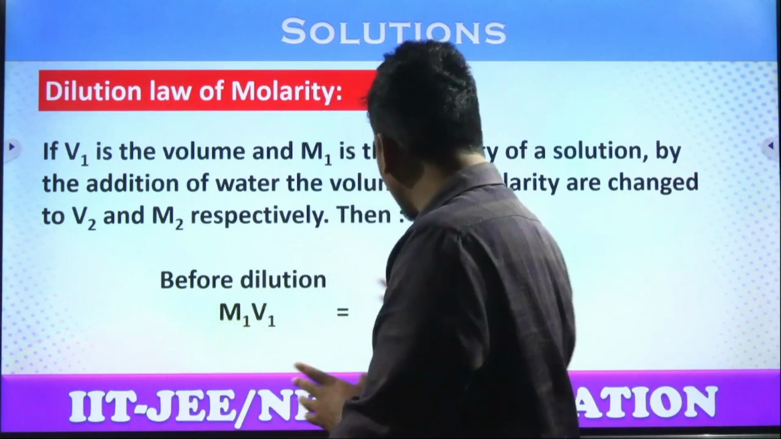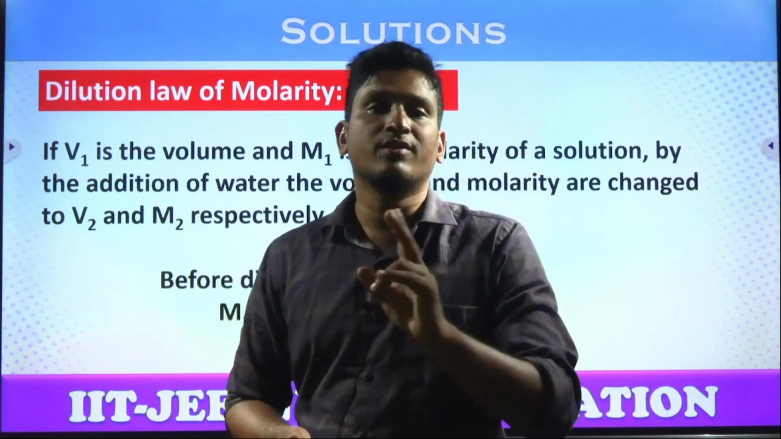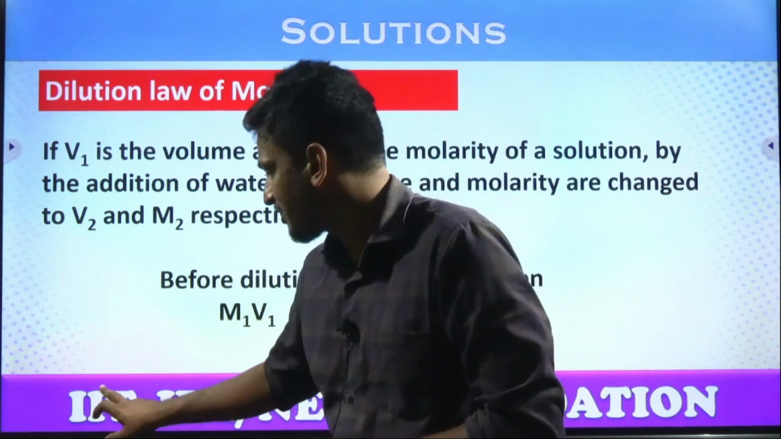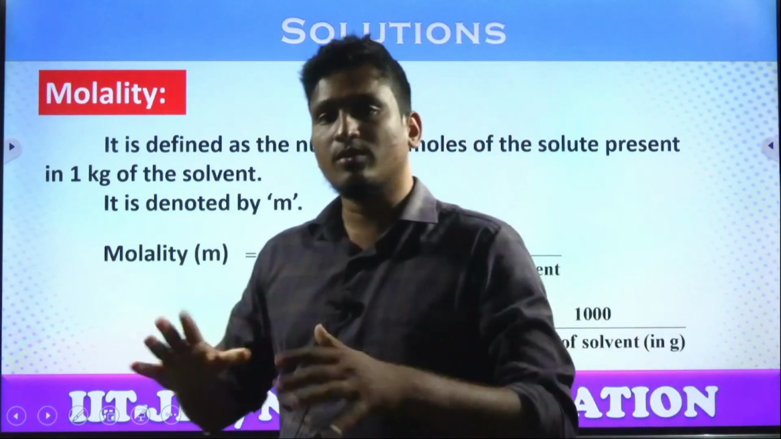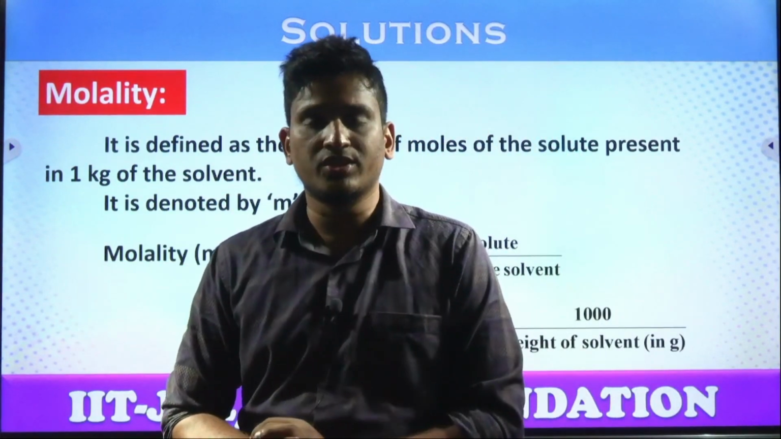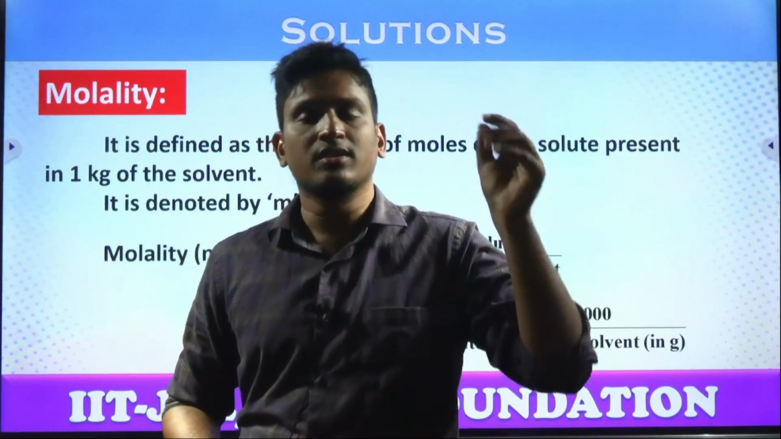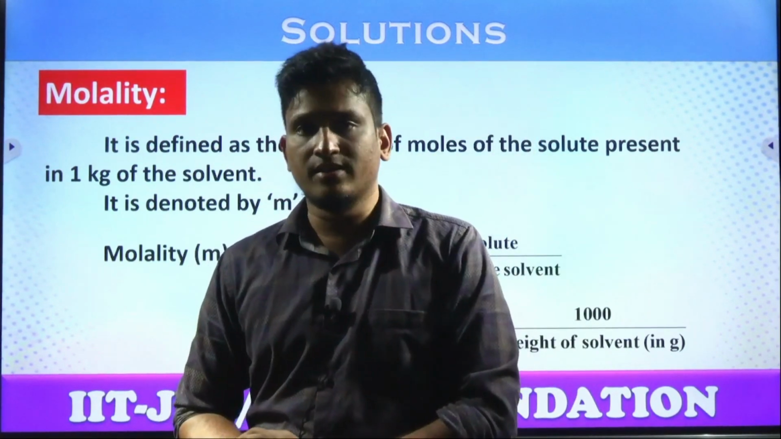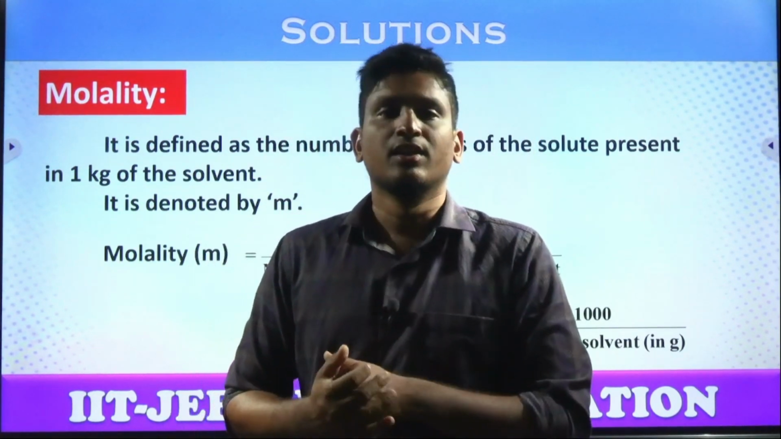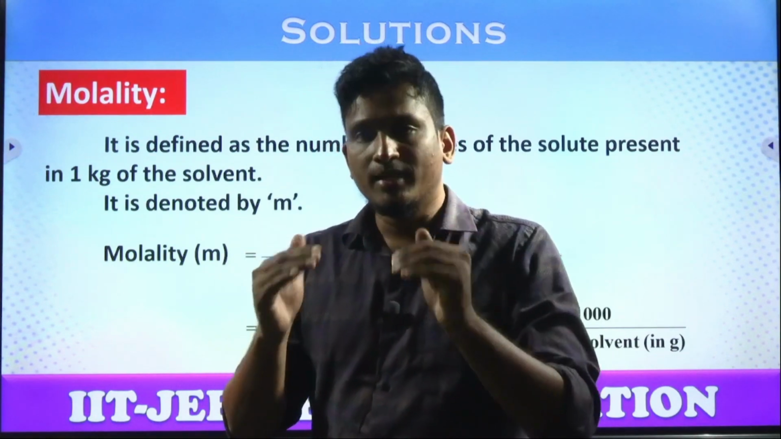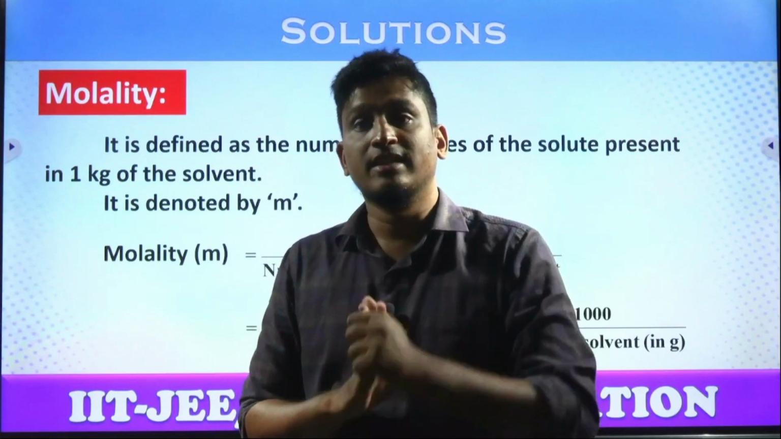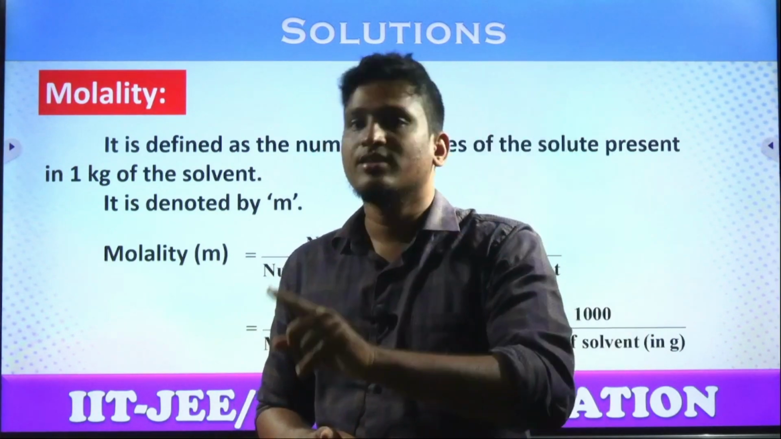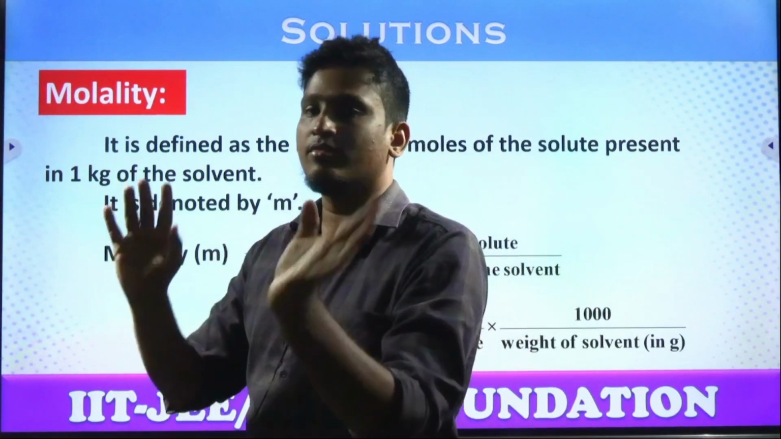If you know any three of the variables, the fourth one we can find out by this expression. So this is the dilution law. Next, molality. Molality is one more way of expressing the concentration. In molarity we expressed the denominator in terms of solution in liters, but in molality we express it in terms of solvent in kilograms. Solution in liters, here solvent in kg. That is the difference between molarity and molality.